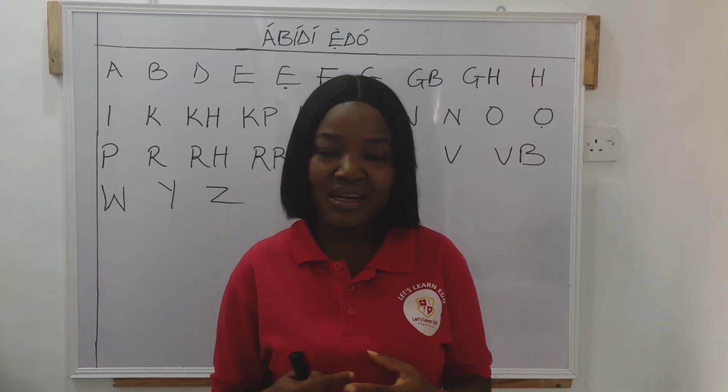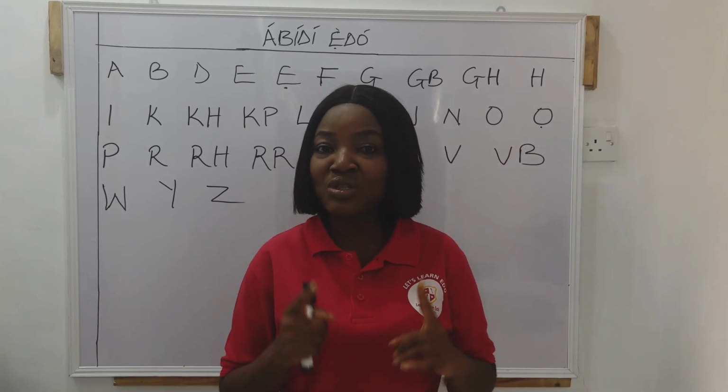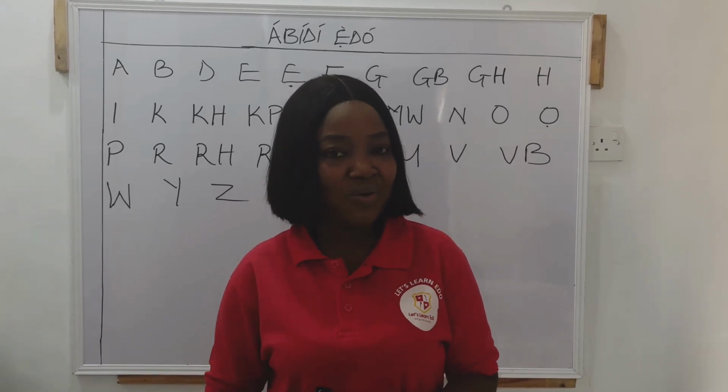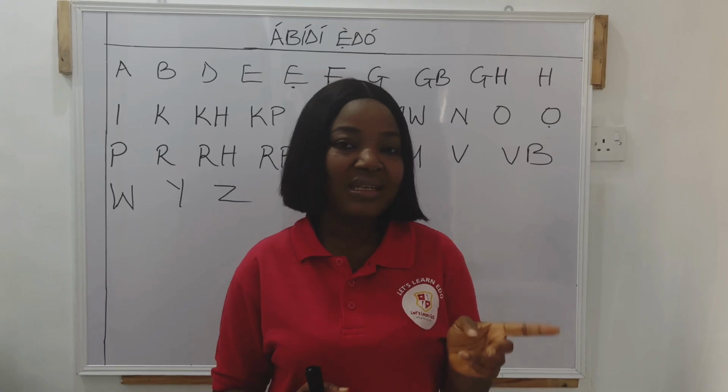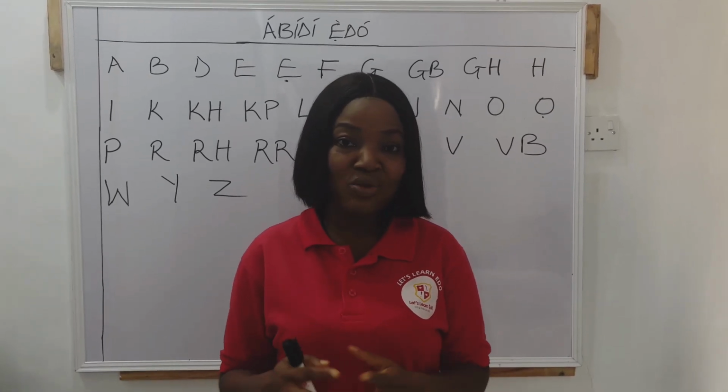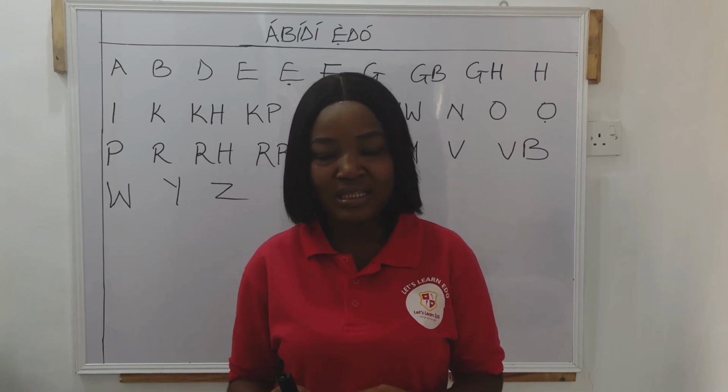You know, for every language, the alphabet is the most basic unit of every language grammar. So we'll be starting with Ábídí Ẹ. Ábídí Ẹ means Edo alphabet.